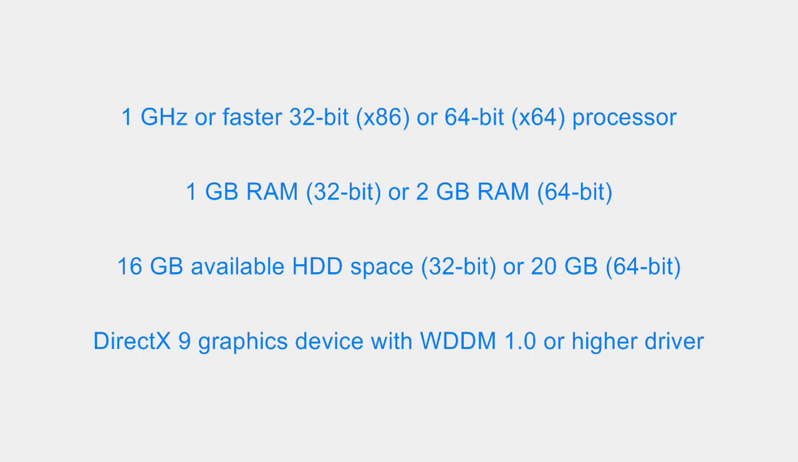The following is the list of the minimum system requirements for running Windows 7: 1 gigahertz or faster CPU, 1 gigabyte of RAM for 32-bit or 2 gigabytes of RAM for 64-bit, 16 gigabytes of available hard drive space minimum for the 32-bit, or 20 gigabytes of available hard drive space for the 64-bit.